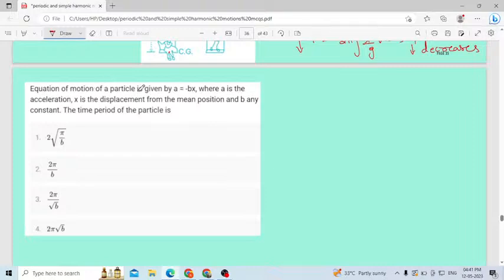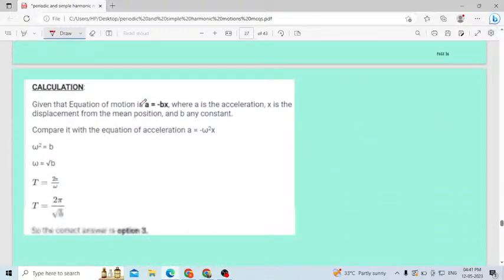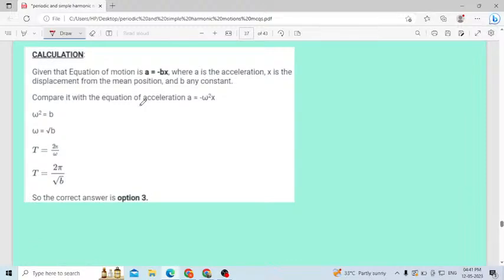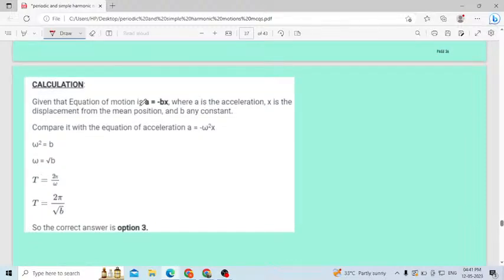The equation of motion of a particle is given by a equals minus bx, where a is the acceleration, x is the displacement from the mean position, and b is any constant. Then the time period of the pendulum will be equal to what? Let us do the calculation here. Option 3 is the correct answer they are telling. They have given the equation of motion, a equals minus bx.